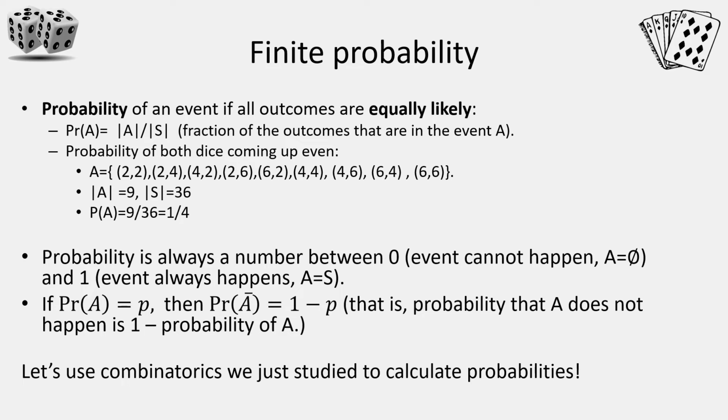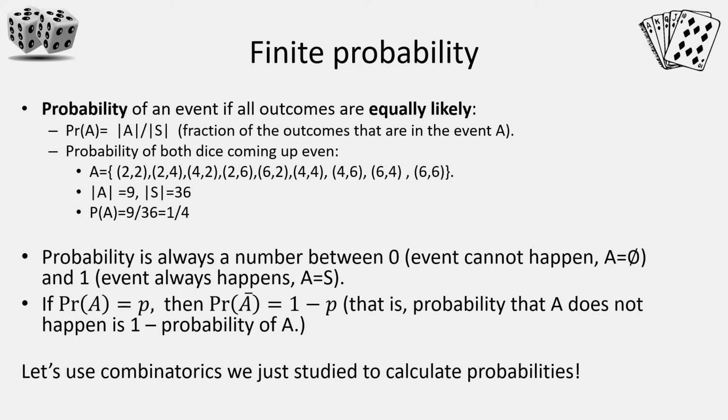And another useful thing to remember about probability is that if an event happens with probability, let's say p, some number between 0 and 1, then the probability that the event does not happen, that is, any of the outcomes in the complement of the event shows up, is 1 minus p.